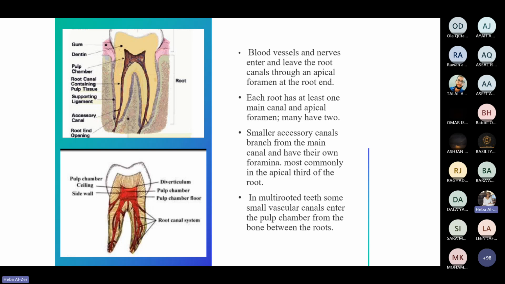But in addition to the apical foramen, there are accessory canals found on the sides of the root, and also sometimes there are some foramens in the area we call the furcation, which enter from the bone that lies between the roots, especially in the posterior teeth.